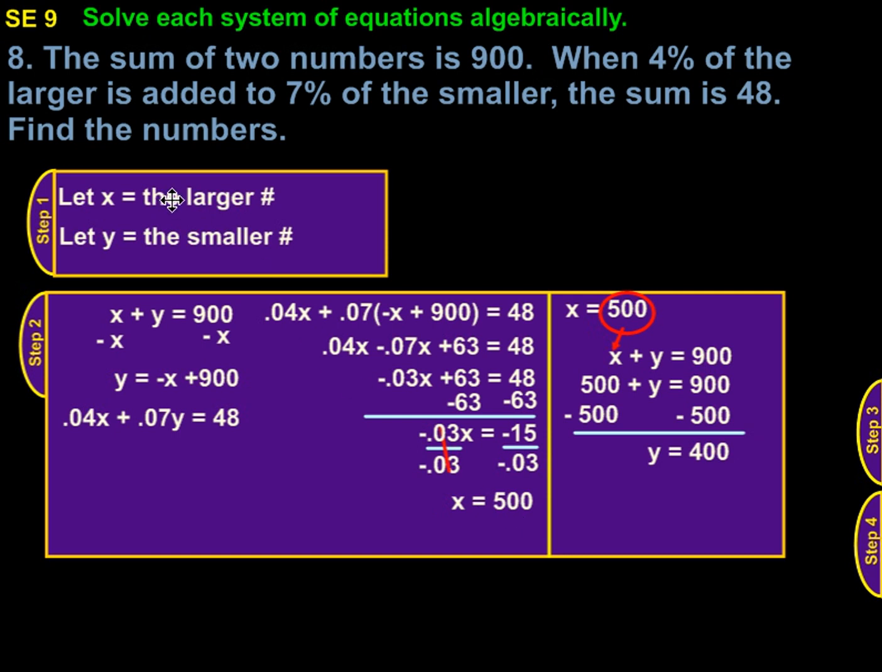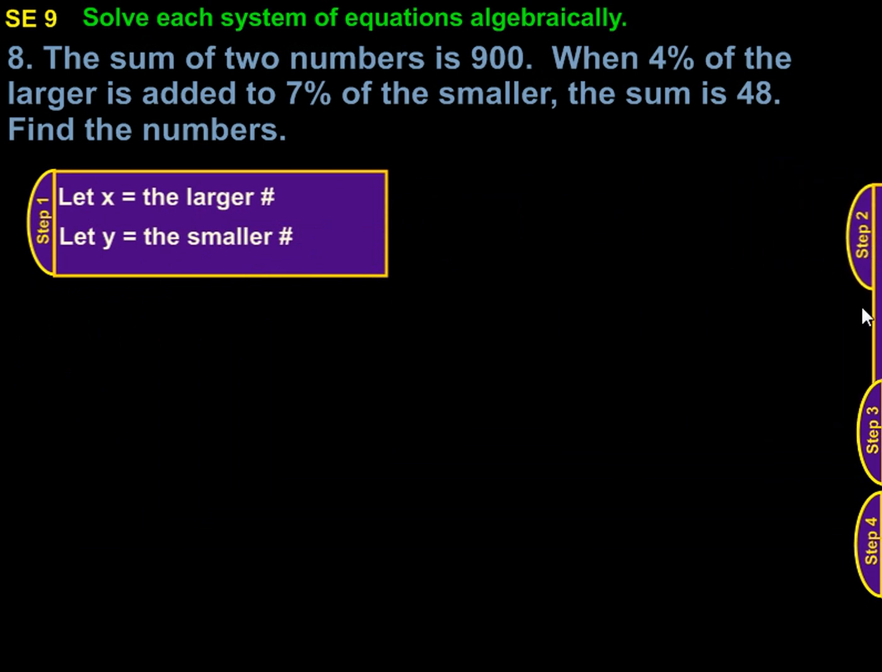So I know that the larger number is 500. Now I can use that information to help me find out what the smaller number is. So if I plug x back into the equation, 500 plus y equals 900. I subtract 500 from both sides, y equals 400. So I know that x is 500, y is 400. And I can use that information to check my work.